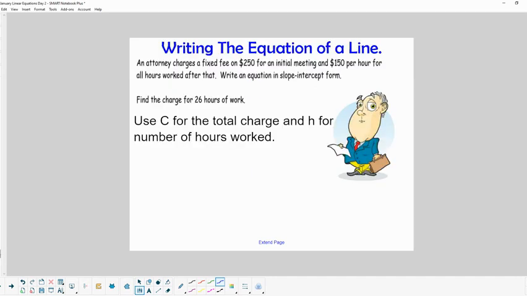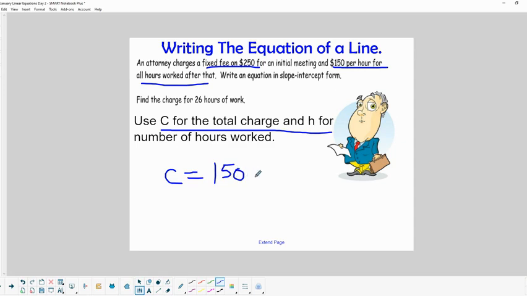Then we did a couple of word problems that we used slope-intercept form for, and we use them to calculate an answer. So an attorney charges a fixed fee of $250 for an initial meeting and $150 per hour for all the hours worked after that. Write an equation in slope-intercept form for that, and use C for the total charge and H for the number of hours. So instead of y equals mx plus b, we're going to use C equals, and then he charges $150 an hour, so that would be the slope.